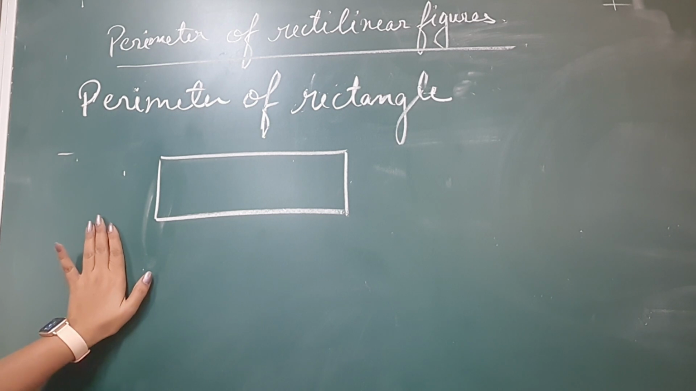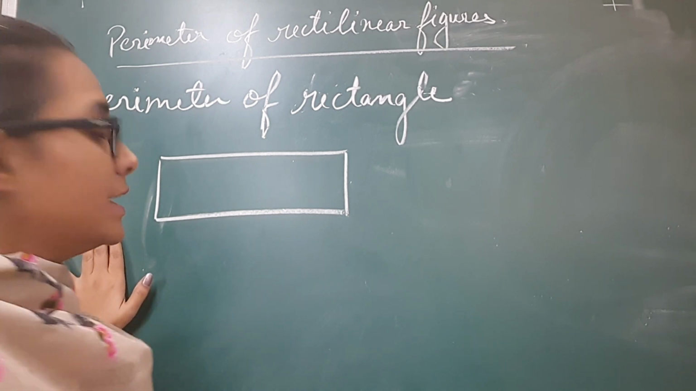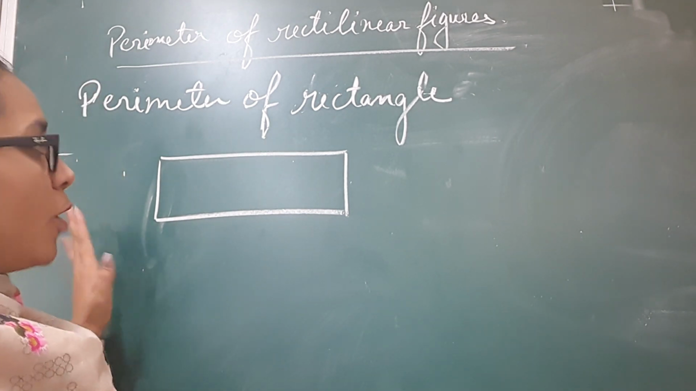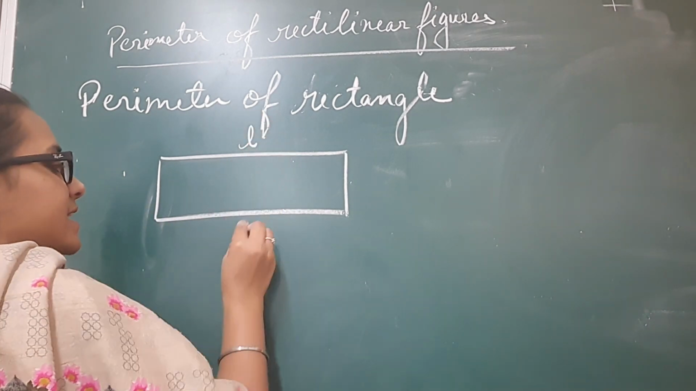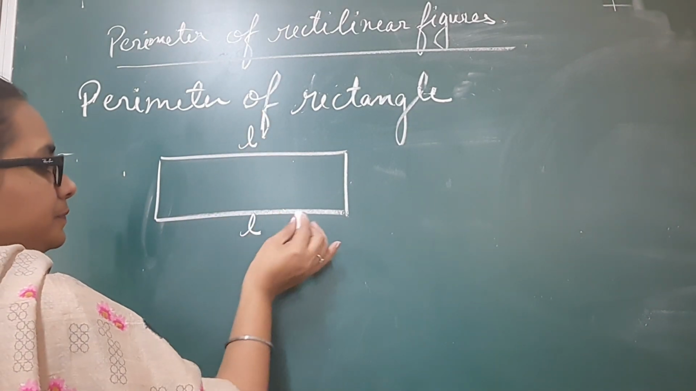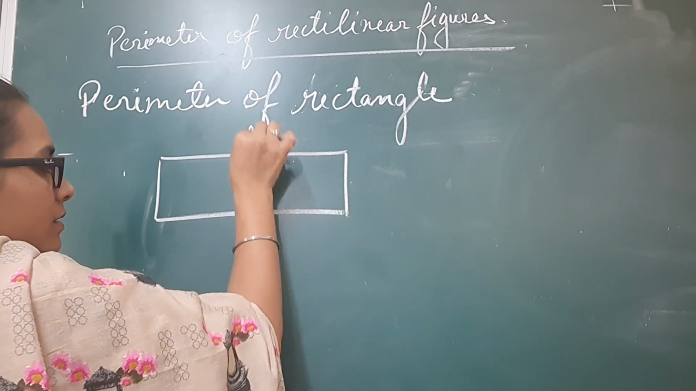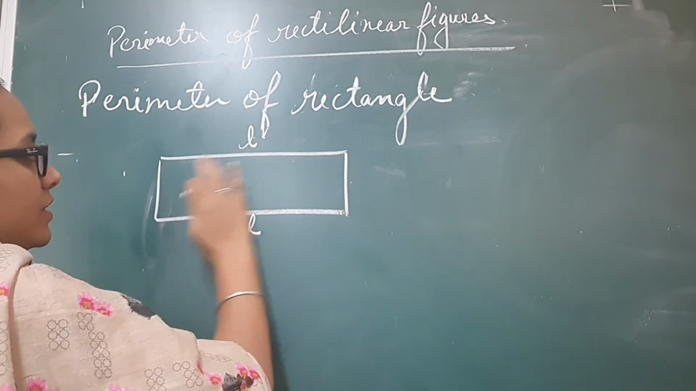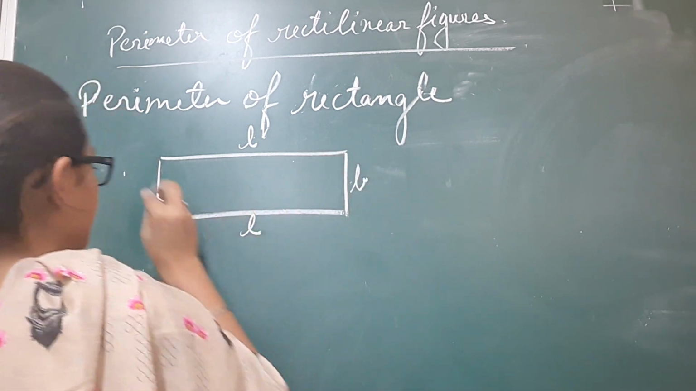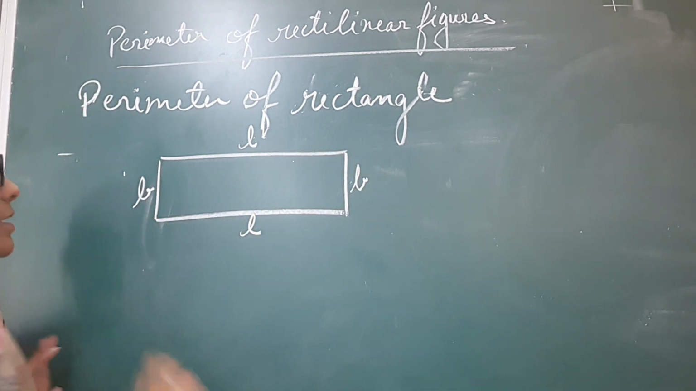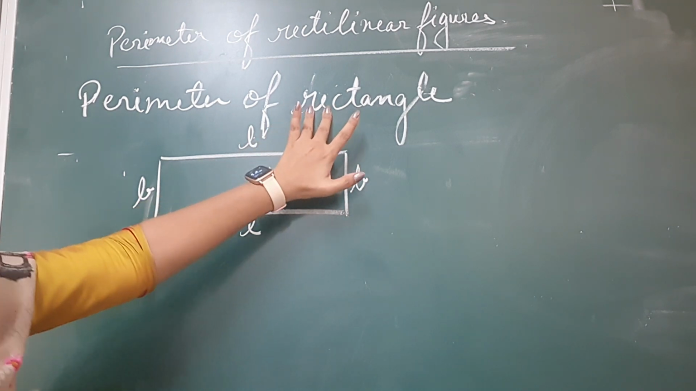Perimeter of rectangle. We know that in a rectangle, opposite sides are equal. That means the longer side, which we call the length, and the shorter side is known as the breadth.